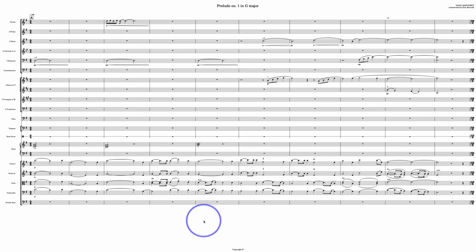Now, I really love the fact that you didn't slur across these repeated notes. There's just been too much dropping of the piano style slurs onto wind and string parts. However, you do have a slur across this repeated note right in here, right? So what does that mean exactly?